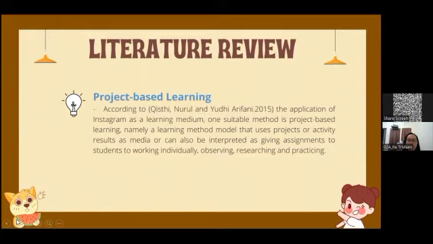Okay. And the next theory is related to project-based learning. The first is according to Histi Nurul and Yudi Arifan in 2013. In the application of Instagram as a learning media, one suitable method is project-based learning, namely a learning model that uses projects or results of activities as a media, or can also be interpreted as giving assessment to students to work individually, asked to observe, research, and read carefully. Project-based learning is a learning model whose focus is on student activities to learn independently, but to understand the overall concept of a problem to reach a relevant situation that produces a product.